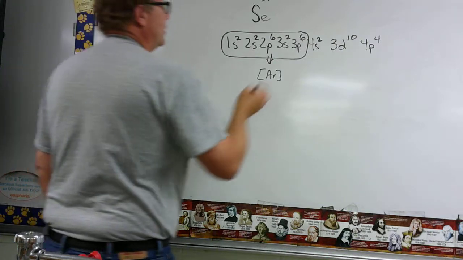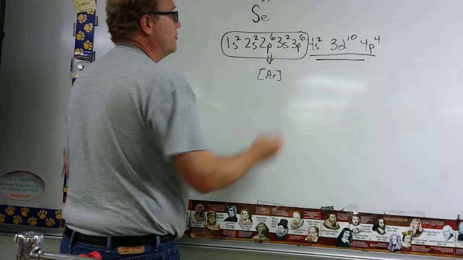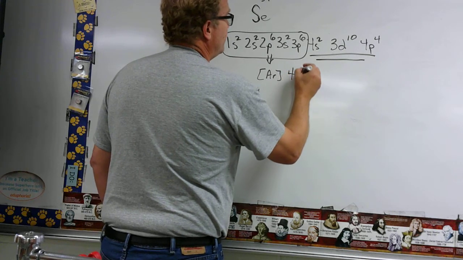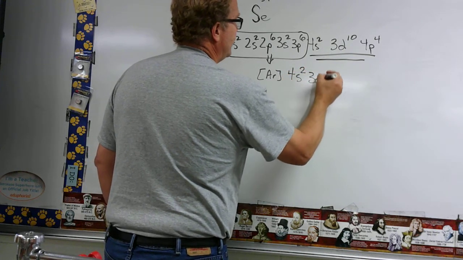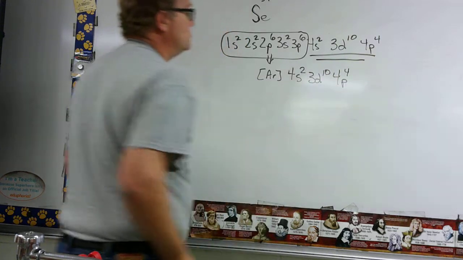But when you do this, you need to make sure that you put in the leftovers. So it's going to be 4s2, 3d10, 4p4.